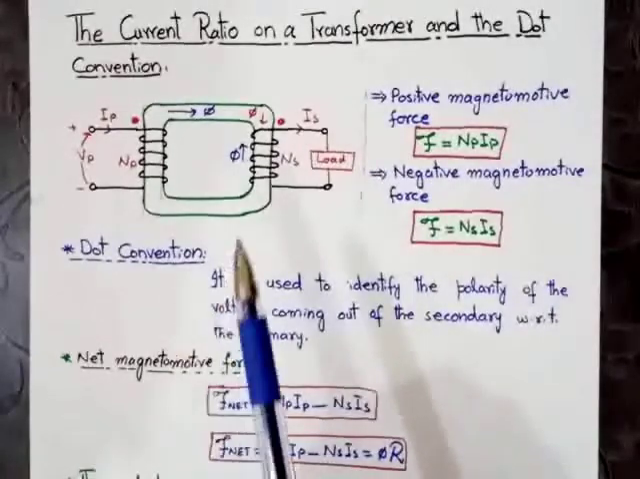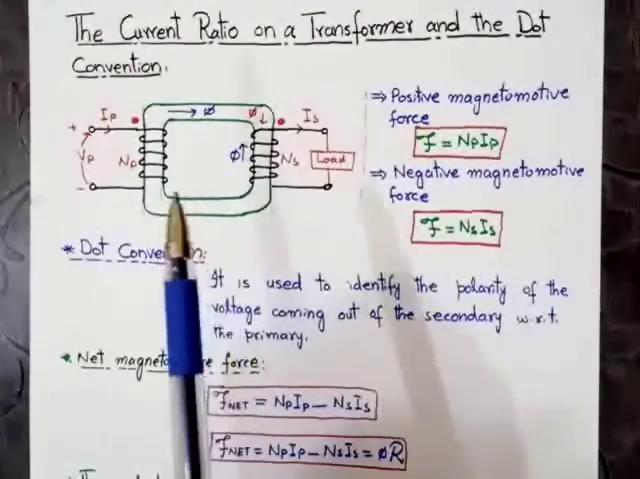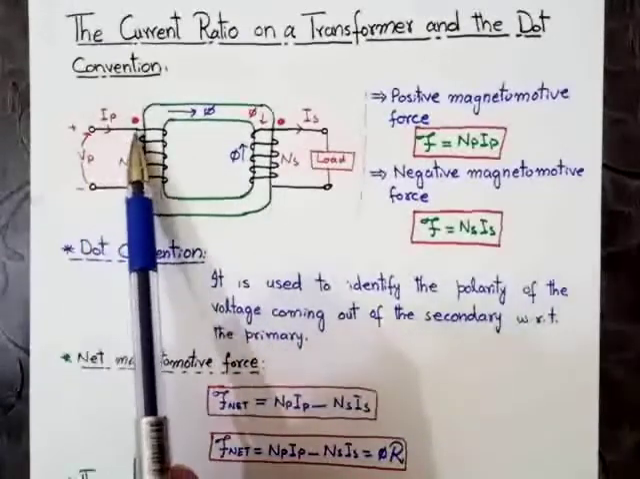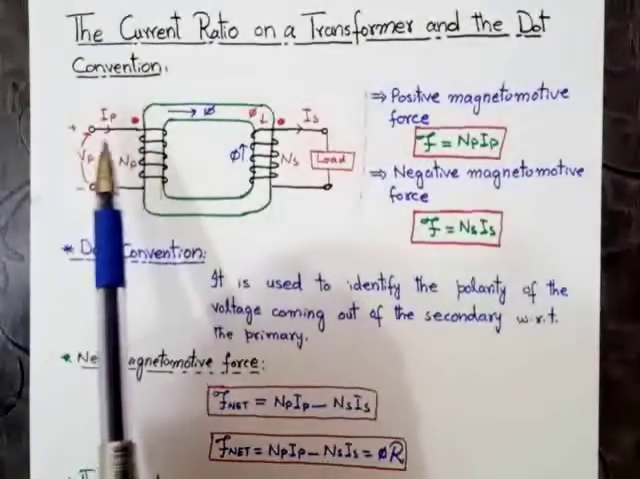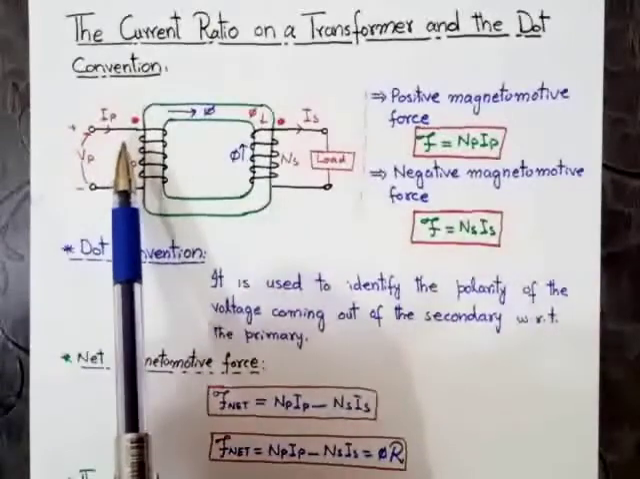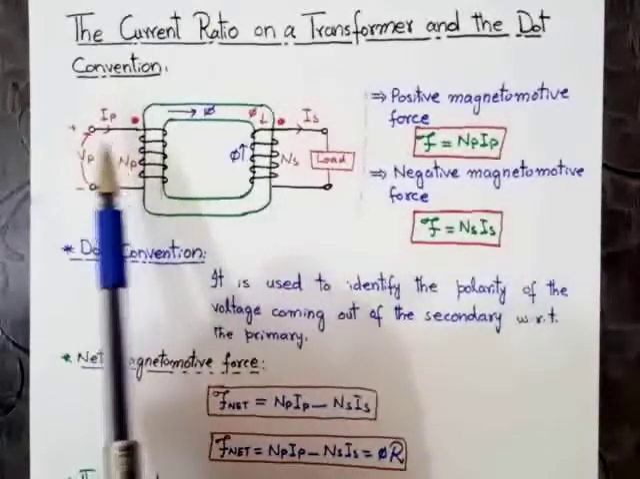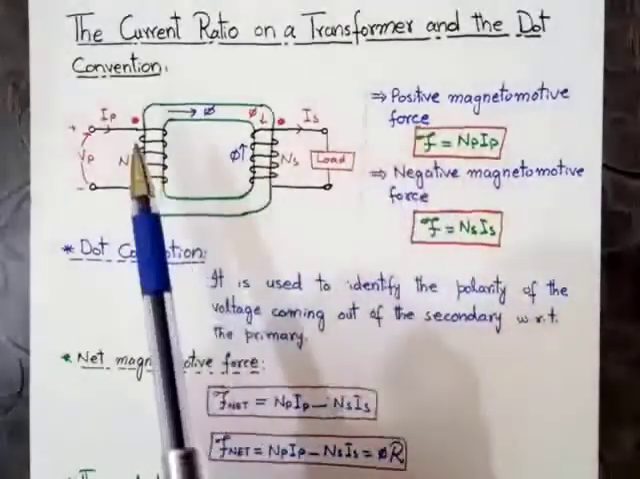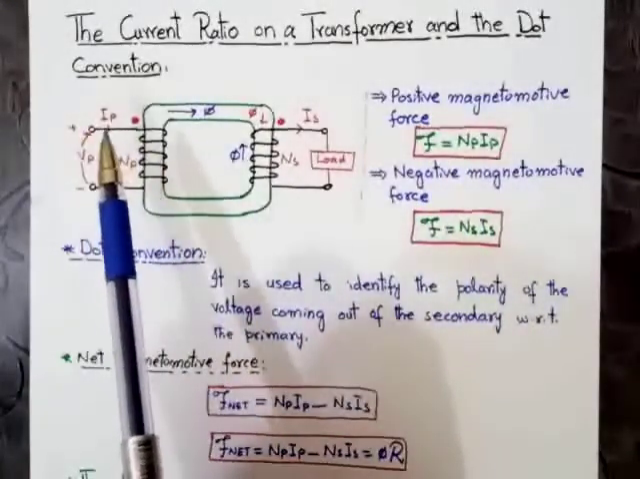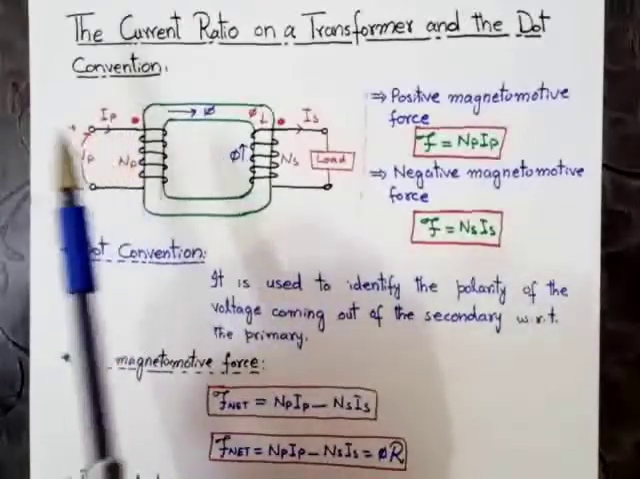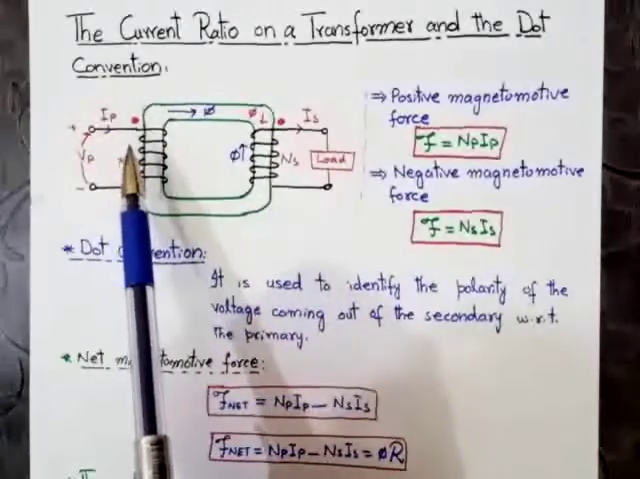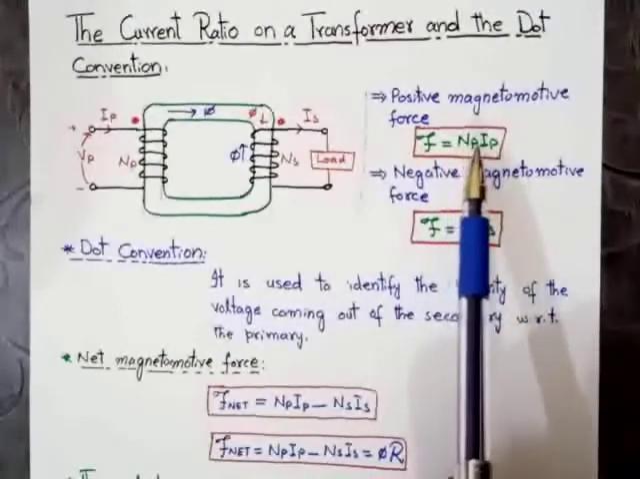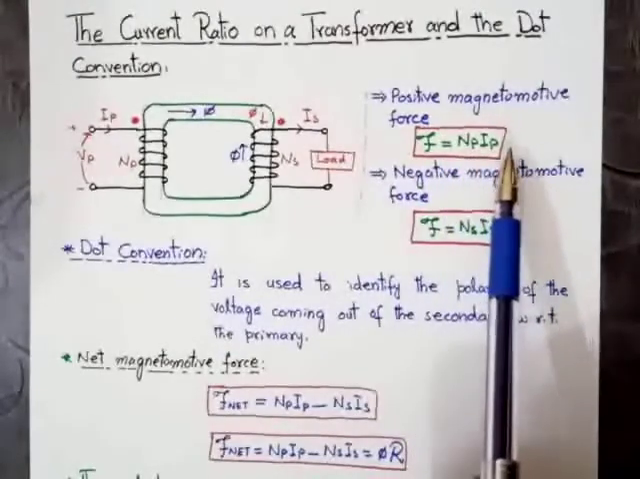The other important point here is that when the current flows into the dotted end of the winding, as you can see in this figure, the magnetomotive force will be positive. That is, F will be equal to plus NP into IP.